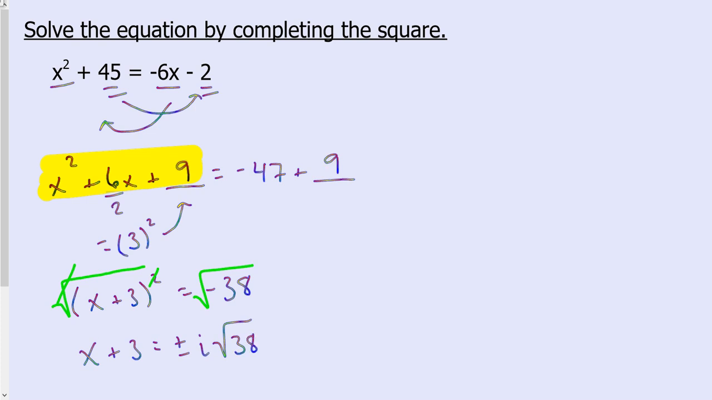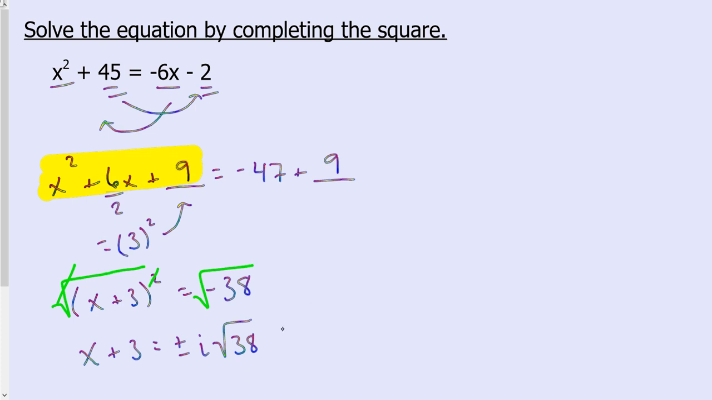Is it possible to simplify the square root of 38? Go through and try to divide it by your perfect squares. Is it divisible by 4? No. Is 38 divisible by 9? No. Is 38 divisible by 16? No. Is 38 divisible by 25? No. Is 38 divisible by 36? No. And then we start getting numbers that are bigger than 38. So that's actually as simplified as it gets.